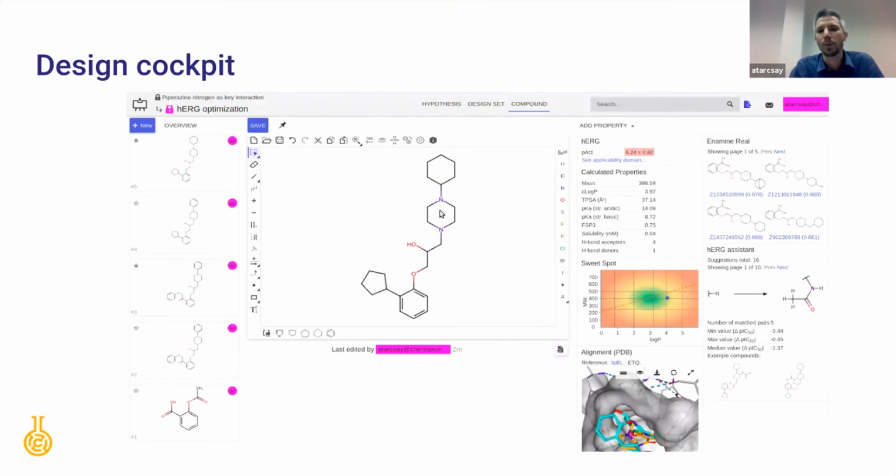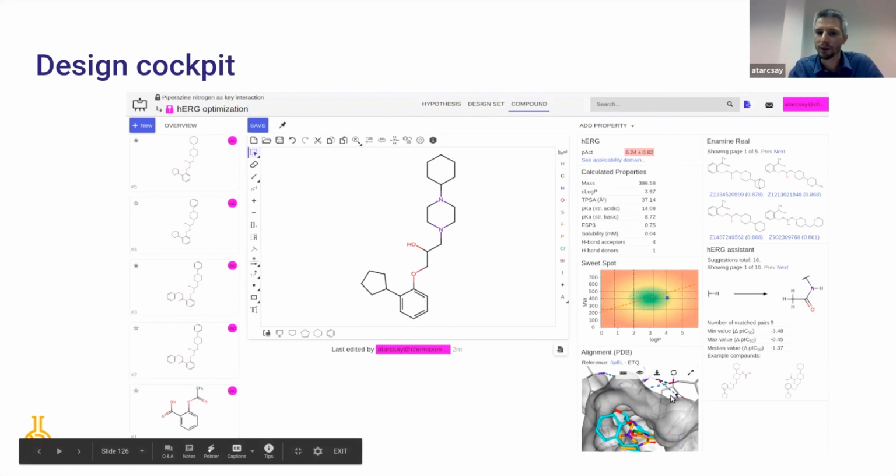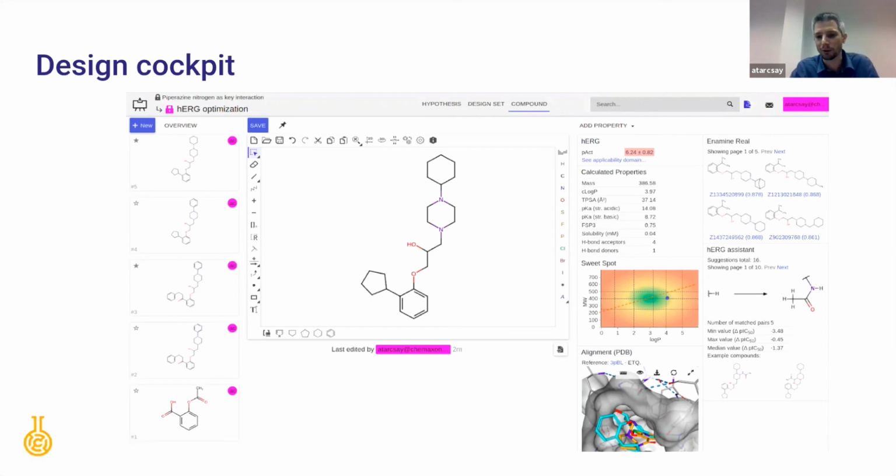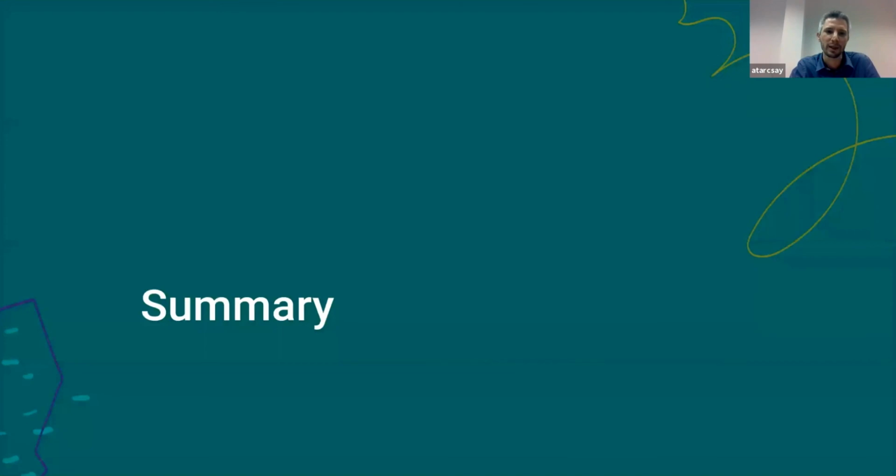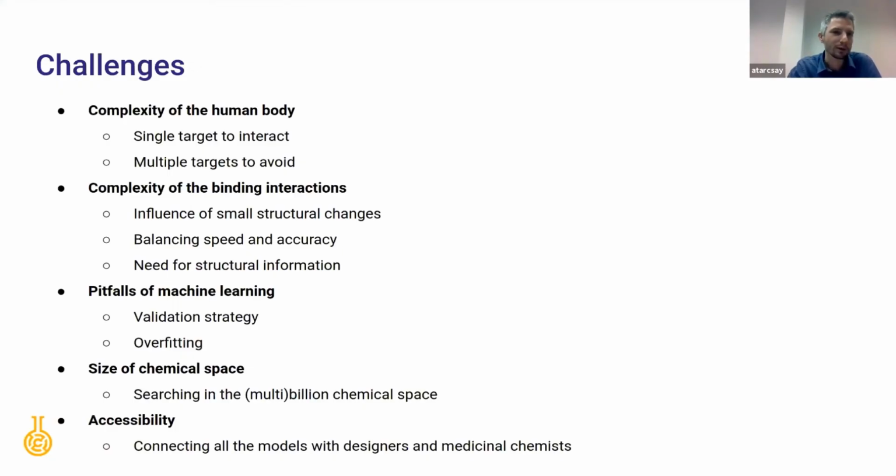So whenever you are making a change in your hypothetical compound, then it can calculate with random forest the hERG, the calculated properties, from this Enamine REAL the number of analogues that are available, MMP, or even docking results. So the last challenge is how you project all of the models on the desktop of the medicinal chemist so that it will be utilized in design. So that's the last slide, last but one.